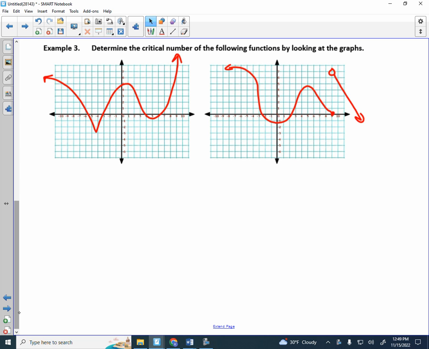Doesn't matter. Draw the general shape. We're not going to get specific. Just the general shape.